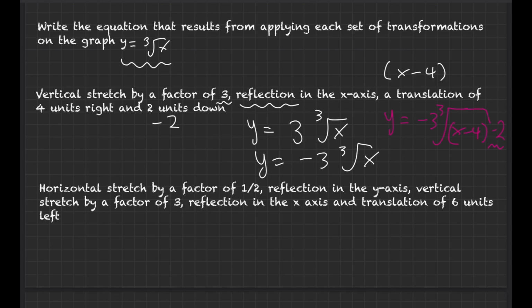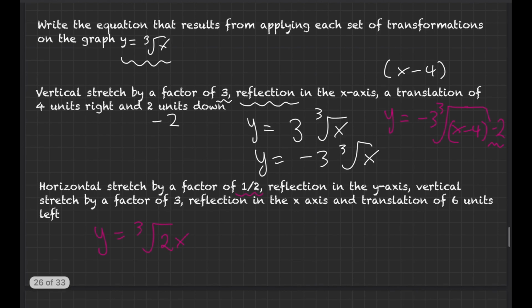Horizontal stretch by a factor of a half, reflection in the y, vertical stretch by 3, and then translation of 6 units left. So first thing, horizontal stretch by a factor of 1/2 would mean that y is equal to third root 2x, because it's always the opposite, because it's always like 1 over b. So if we want a stretch of 1/2, the b would be equal to 1/2, and then that's going to just be 2.